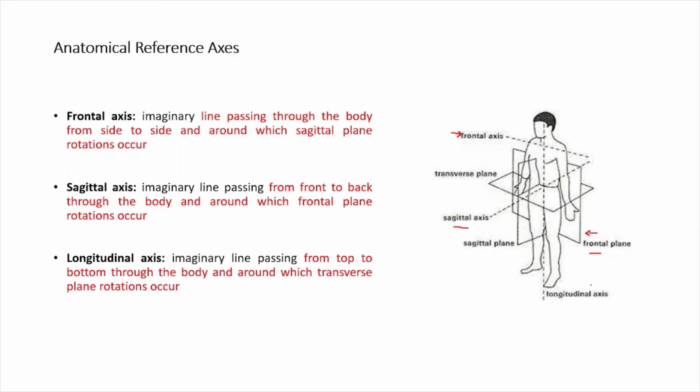The sagittal axis likewise is along the sagittal plane, and it is perpendicular to the frontal axis as well as the frontal plane. The last one that we have is the longitudinal axis. This is the longitudinal axis. It is perpendicular to both the sagittal axis as well as the frontal axis. Please watch this diagram very carefully.